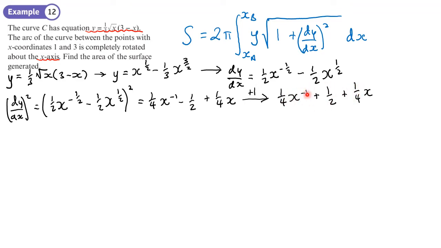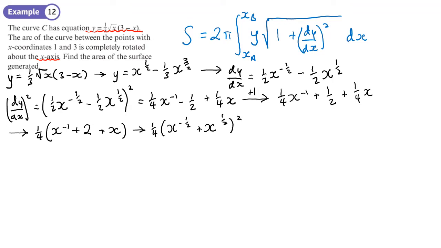Now we know we're going to be square rooting this, so really we want to be able to write this in a form where we can square root it easily. I'm not going to be able to square root it written like that. So let's take a quarter out as a factor, leaving us with x to the minus 1 plus 2 plus x. And then the bit in the bracket will actually factorise to x to the minus a half plus x to the half, all squared. You can expand it and check.